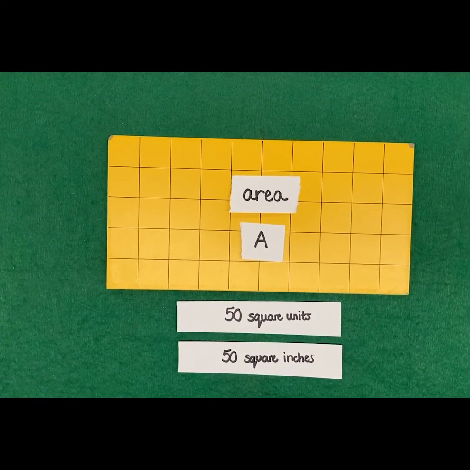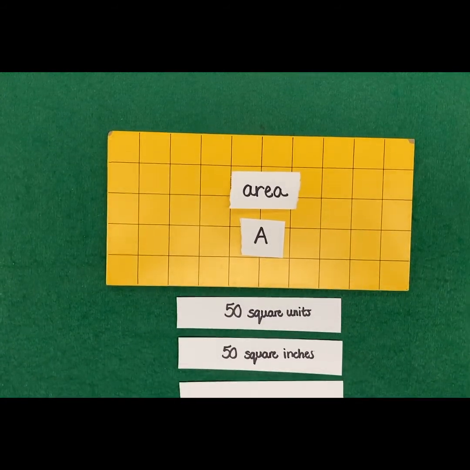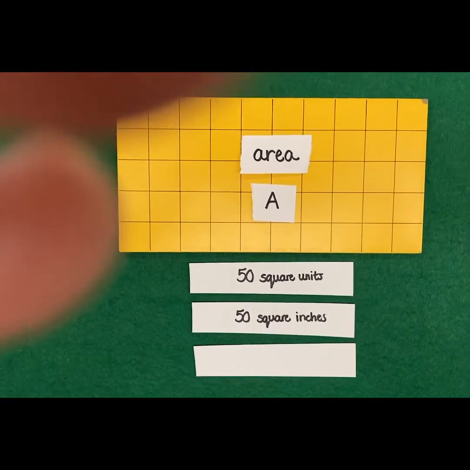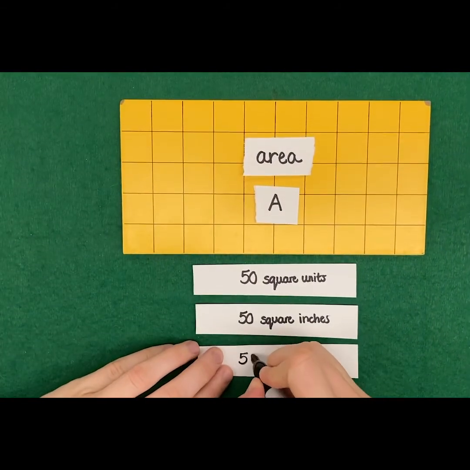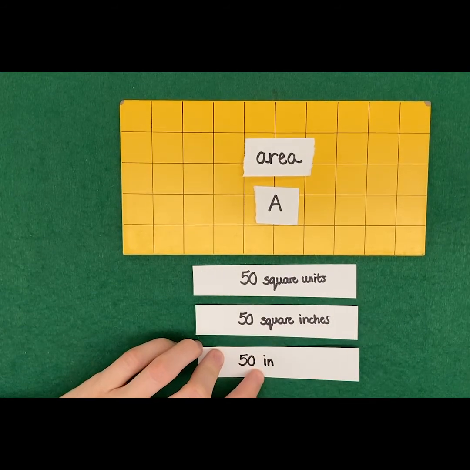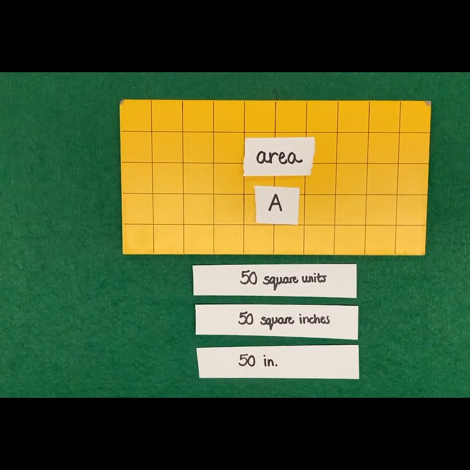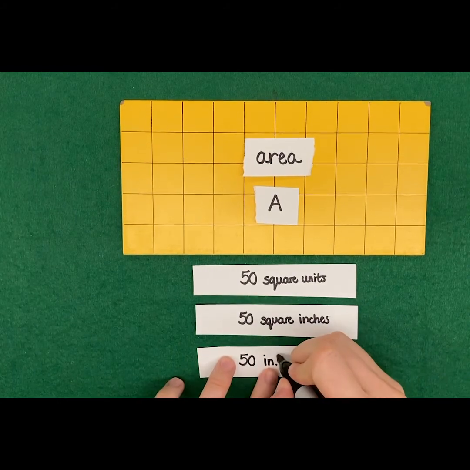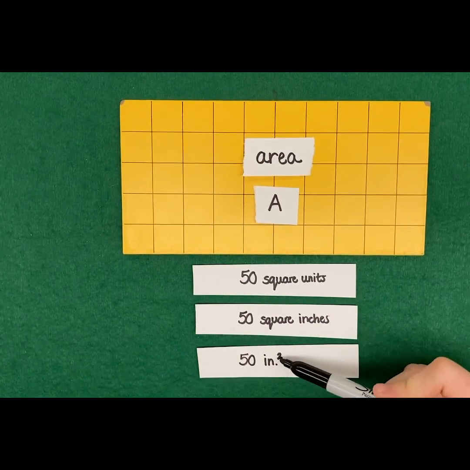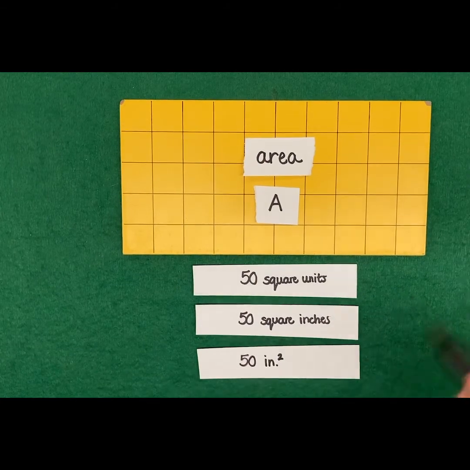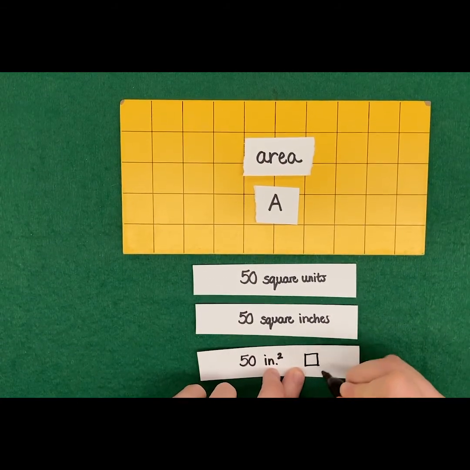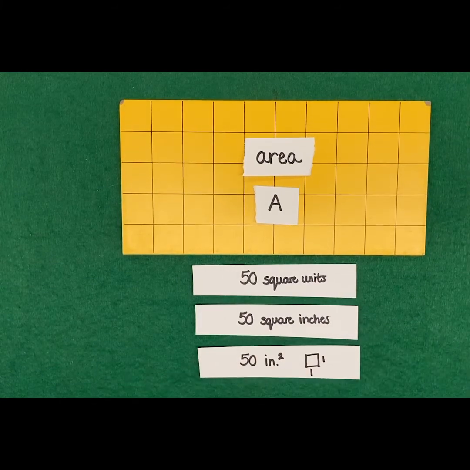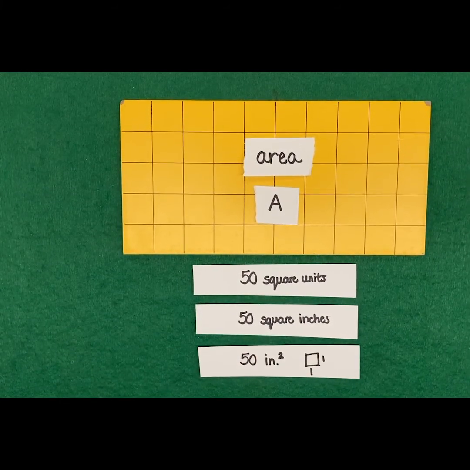I'm going to show you another way we could write it, because you might see this too. I could say that the area is 50 inches, and IN just stands for inches, and then we are going to say squared. Inches squared simply means that you have a square that is 1 inch by 1 inch. Okay? These are 3 different ways we can talk about the area or how much space a shape takes up.